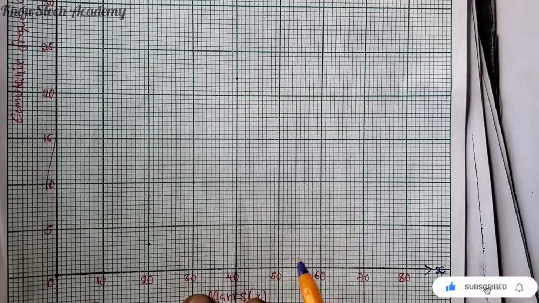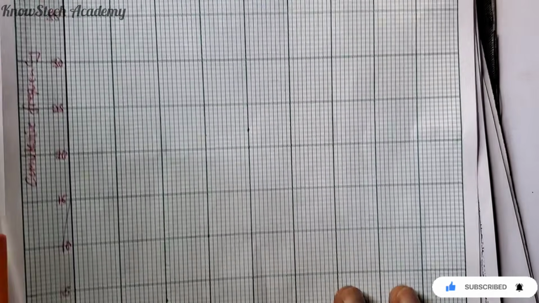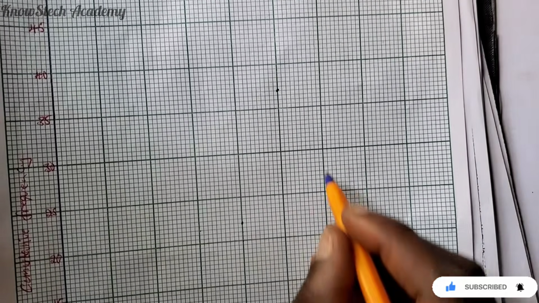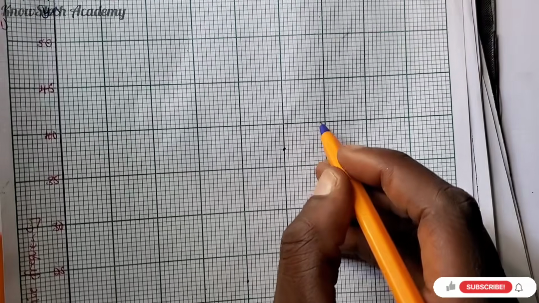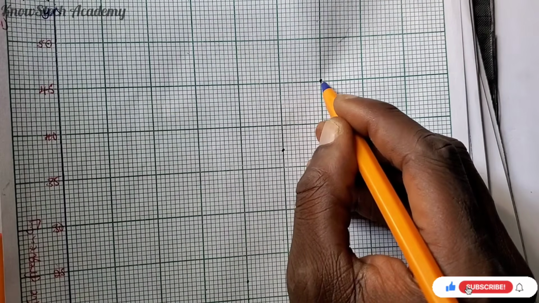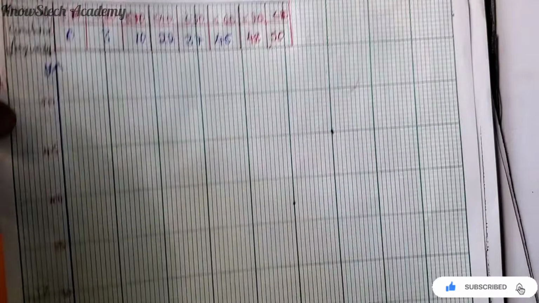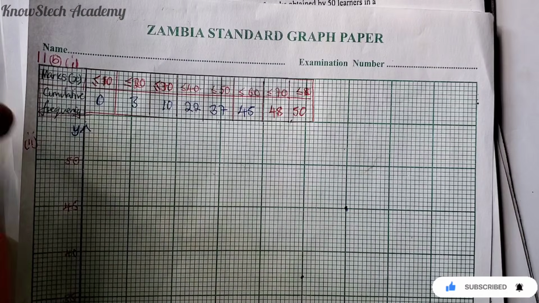60,45. Let's go on the x-axis where 60 is. This is where 60 is. Then 45: 40 here, 45 is here.